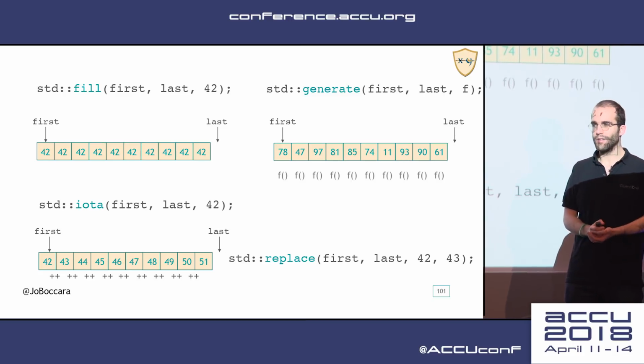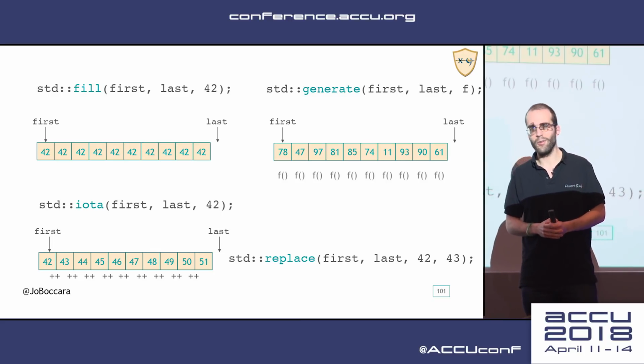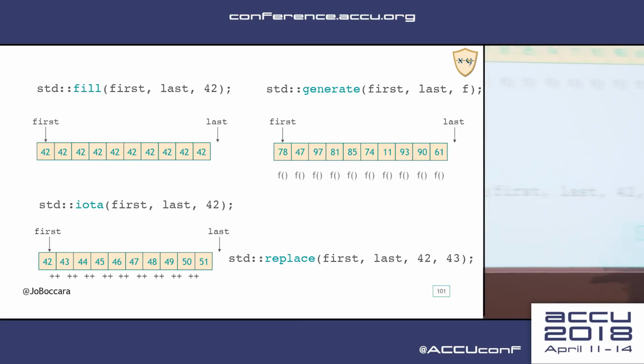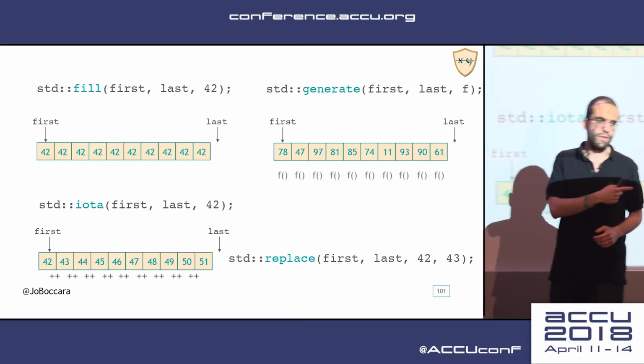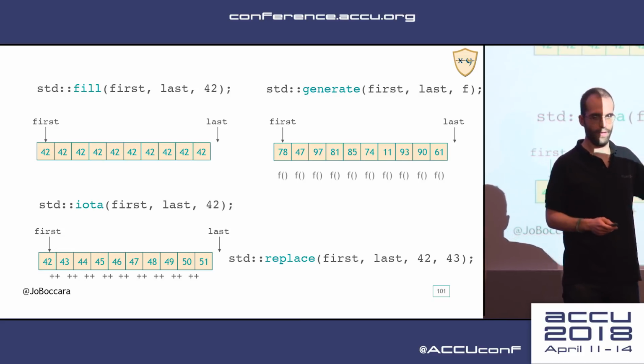And replace, which is the simplest one, replaces a value with another value. So in a collection, replacing 42 with 43 will change every 42 into a 43 in the collection.